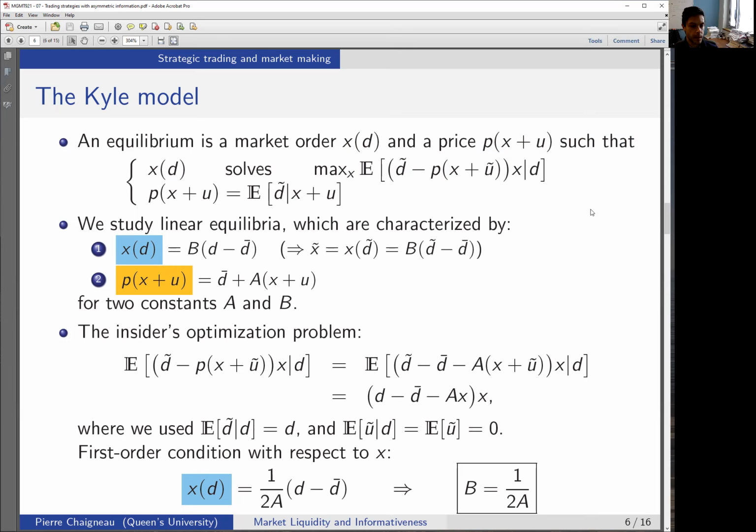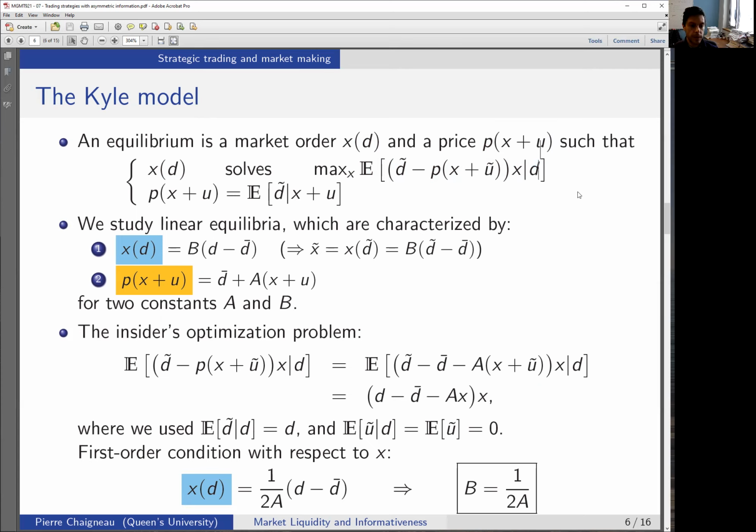Okay. And so how are these two variables set? The first one is set by the optimizing behavior of the insider, which trades based on its information. And so the quantity X of D is going to maximize the expected profits of the insider. So the insider is going to choose X to maximize the expected profits. And here we take the expectation conditional on D because the insider trades based on his information.